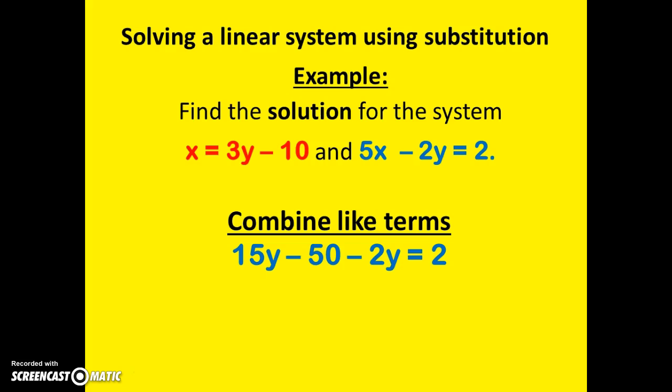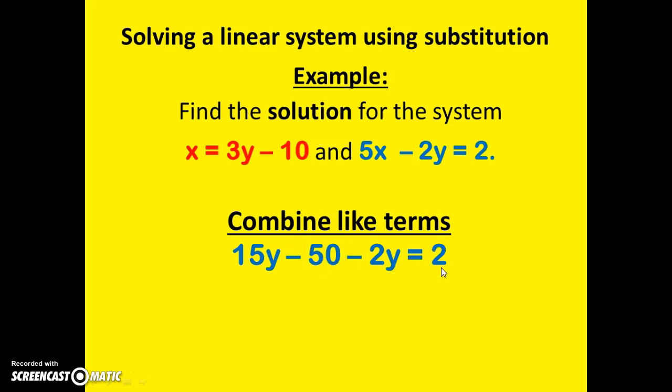Well, what are like terms? Like terms are terms that have the same variable, okay? Not meaning that the numbers are the same. If we look at these, none of the numbers are the same, well, except 2 and 2, right? But the idea is that 15y and 2y both have the same variable, okay? And 50 and 2 are both just numbers, okay? So those are actually like terms too.